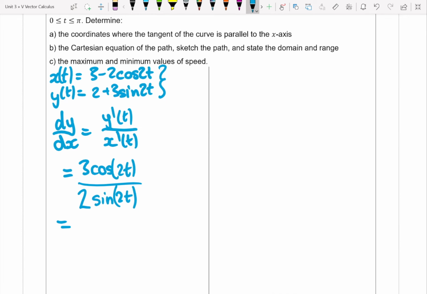Sine of 2t. And we're asking, when is this equal to 0? So dy/dx equals 0. That's going to give us a flat gradient. So the tangent to the curve with a flat gradient is going to be parallel to the x-axis. That's what we're looking for up here.